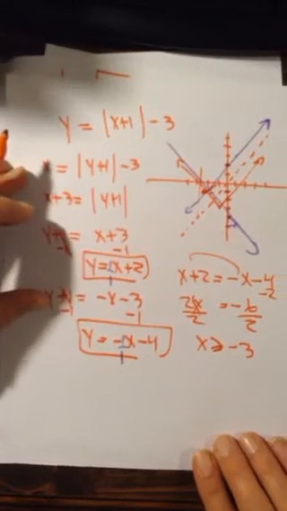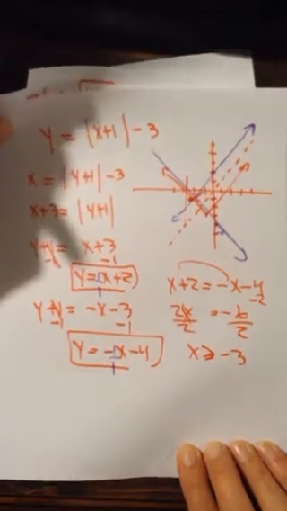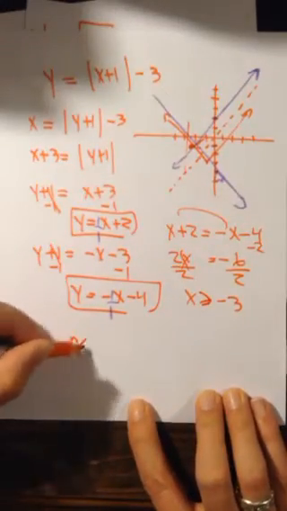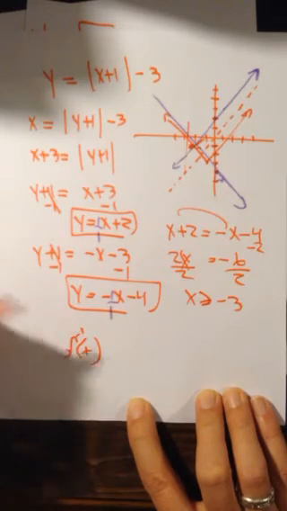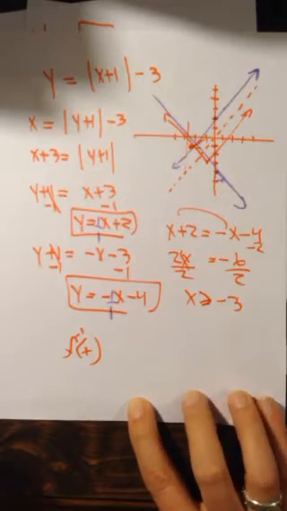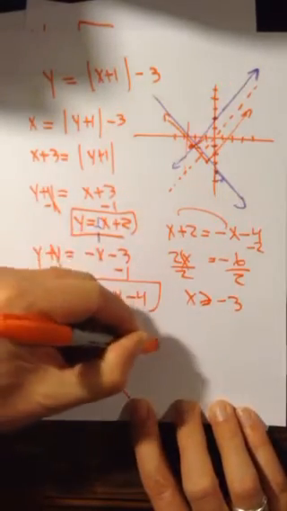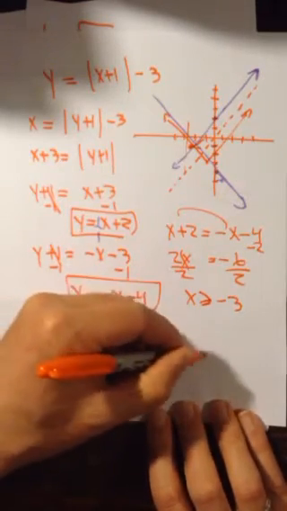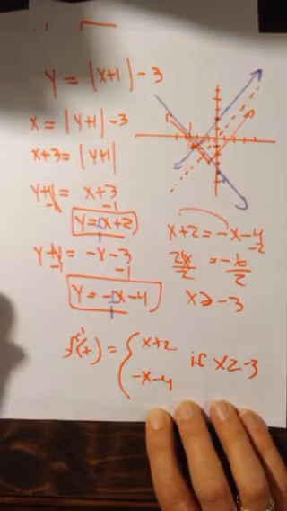And the only way to describe this technically correctly is with a piecewise linear function. So let me do that real quick. I describe this by saying f of x, or technically f negative 1 of x, because I'm graphing the inverse of it, is equal to x plus 2, negative x minus 4, if x is greater than or equal to negative 3. And we're done with that one.